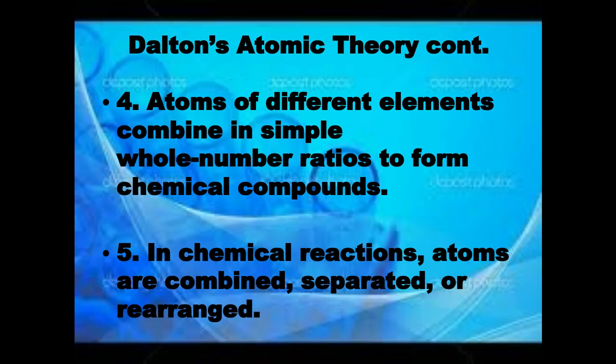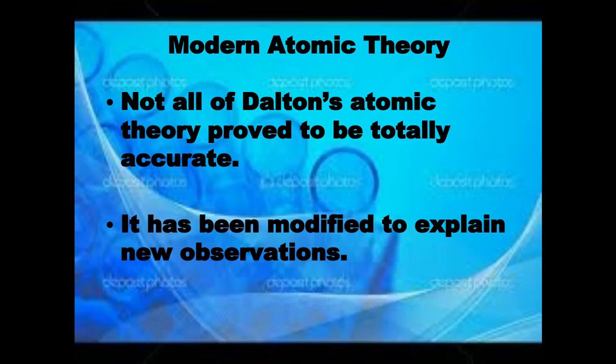Number 4, atoms of different elements combine with simple whole number ratios to form chemical compounds. We can put different types of elements together to make new compounds, and yes, this is true. And number 5, in chemical reactions, atoms are combined, separated, or rearranged. And again, this is true. So the modern atomic theory makes up for a few of these things that we were able to find discoveries on as time has gone on.